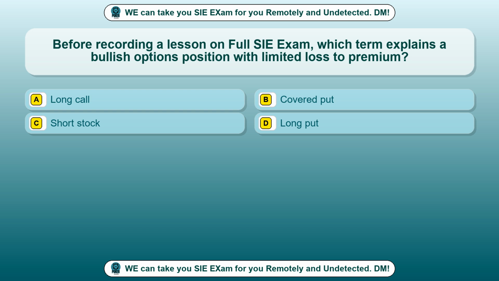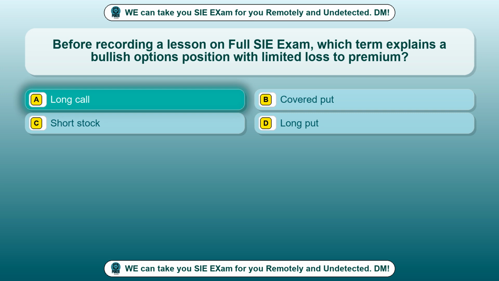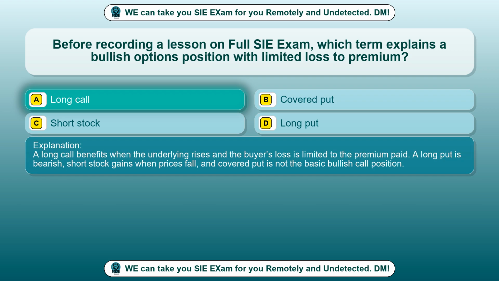Option A, long call. Option B, covered put. Option C, short stock. Option D, long put. The correct answer is option A, long call. A long call benefits when the underlying rises and the buyer's loss is limited to the premium paid.